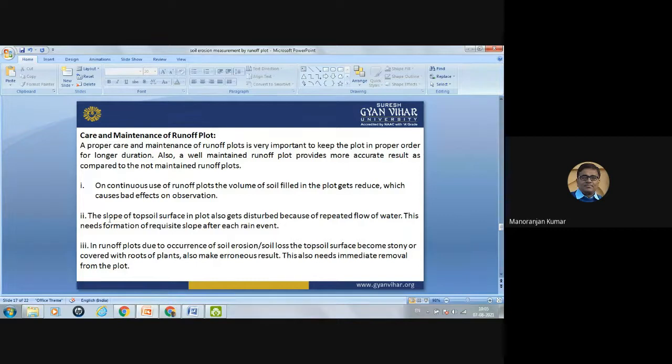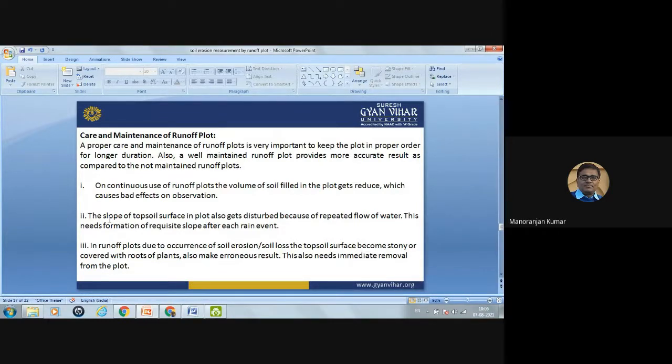On continuous use of runoff plots, the volume of soil filled in the plot gets reduced, which has a bad effect on observation. The slope of the topsoil surface in the plot also gets disturbed because of the repeated flow of water. So this needs formation of the requisite slope after each rain event.